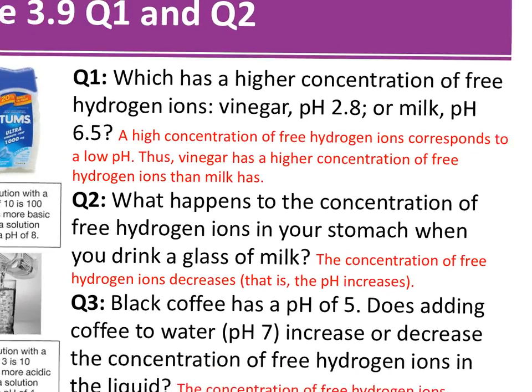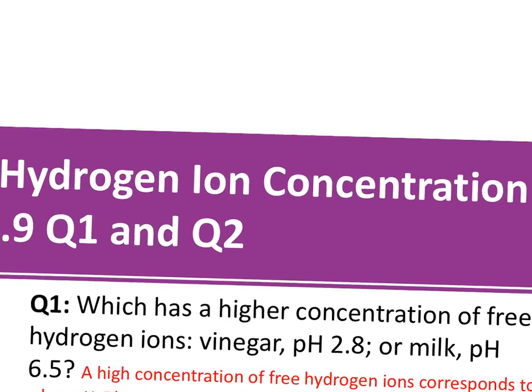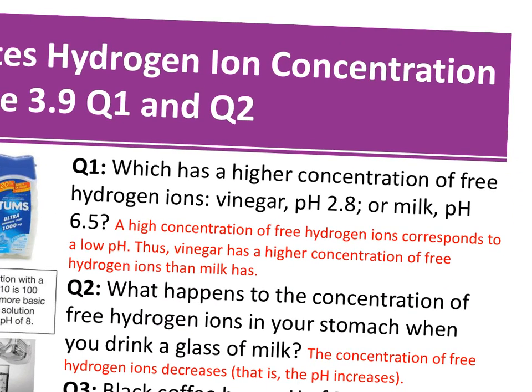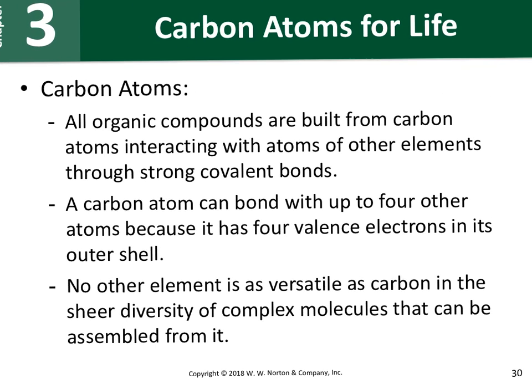So, which has a higher concentration of free hydrogen ions? Vinegar has 2.8, milk 6.5. So, if you have a higher pH, that means you have more hydrogen ions. You're getting into the acidic part of the spectrum. Okay.